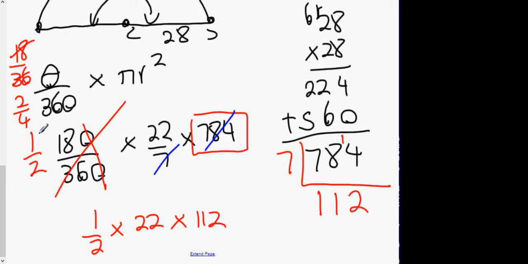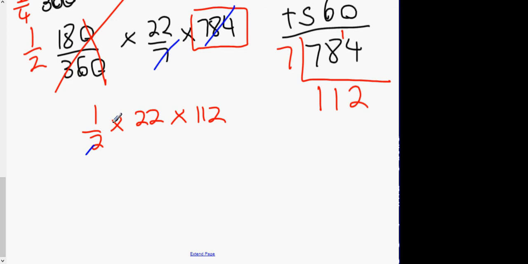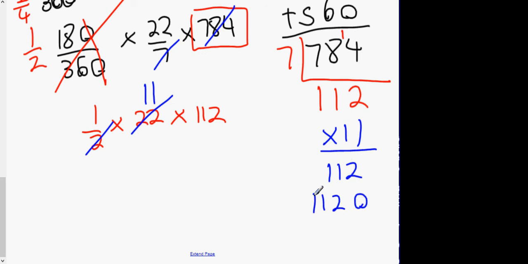Okay, Sean, what should we do next? Divide the 2 into 22. 2 into 22 goes? 11. And now all we've got to do is multiply 112 by 11. Okay, Orson, 112 by 11 please. 112 and then 1120, good man. Add them together. 1232. 1232, you are right, well done.